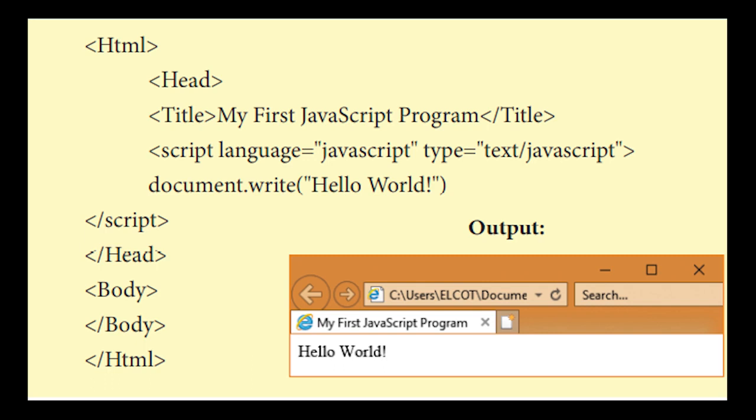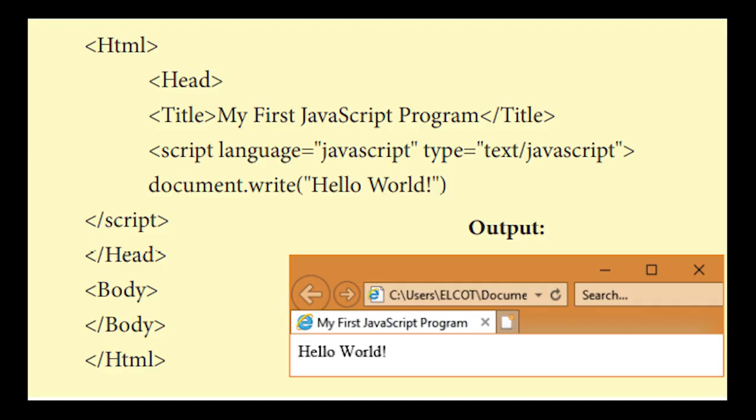In the output page we have hello world, right? And then the script tag is closed, and then the head tag is also closed, and then the body tag will be opened. And if you have something to be written in the body tag, you will just type that, and then you'll close the body tag, that is slash body, and close the HTML tag also, that is slash HTML, right? And the next one is lexical structure, right?